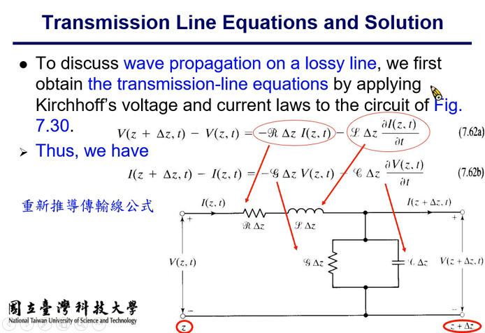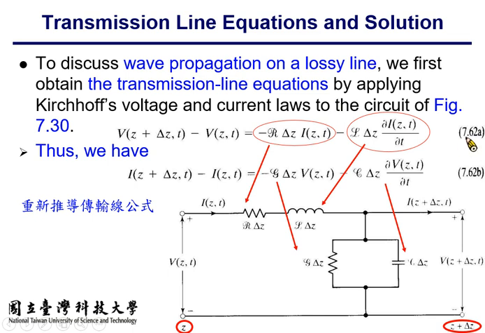So here, due to the presence of lossy mechanisms, that is the ohmic loss in the conductor and the imperfect insulation of the dielectric, we introduce the series resistor and the shunt conductance in the RLGC model. Therefore, the transmission line equations should be modified to account for the lossy components.